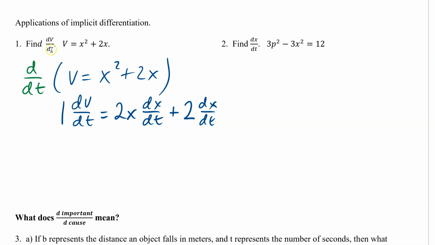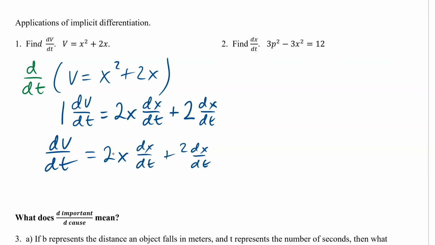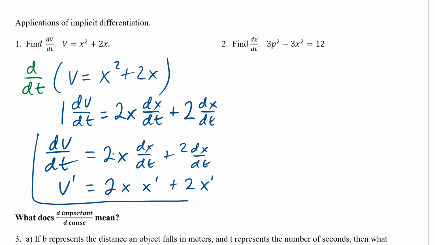Now this one asks us to find dv dt, and so it's done. dv dt is equal to 2x dx dt plus 2 dx dt. Now we can also write this as v prime, and so 2x x prime plus 2 x prime. It's your personal preference on which one you want to write, but if you do write the v prime and the x prime, you've got to remember that it's with respect to time in this case.